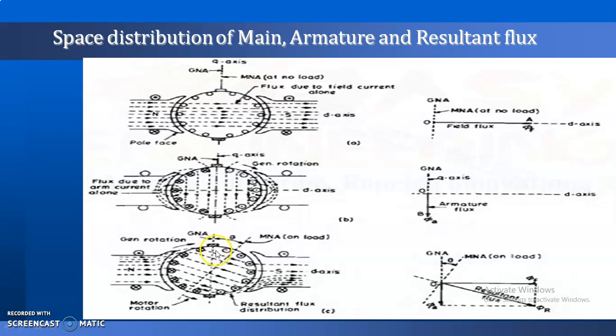So now current reversal does not take place at the geometrical neutral axis. Actually, current reversal takes place after this, so it will delay the commutation process. So the shifting of the MNA from the GNA is nothing but the armature reaction.